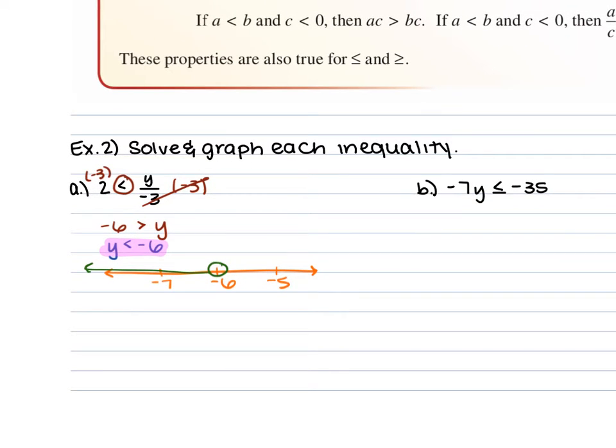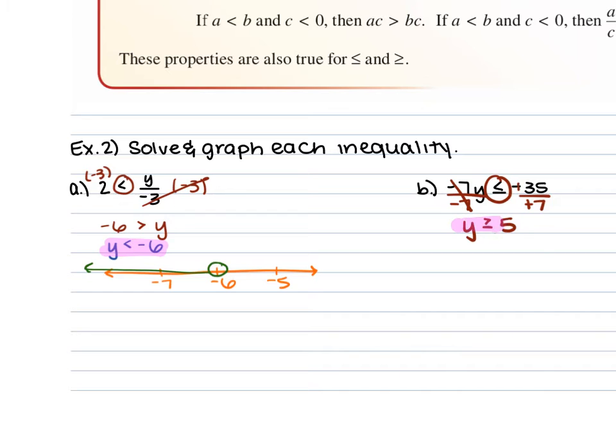For B, we have negative 7y is less than or equal to negative 35. So we're going to start by dividing each side by that negative 7. You're dividing each side by a negative, so we switch the sign. So y is greater than or equal to a negative divided by a negative is a positive. 35 divided by 7 is 5. Y is greater than or equal to 5.